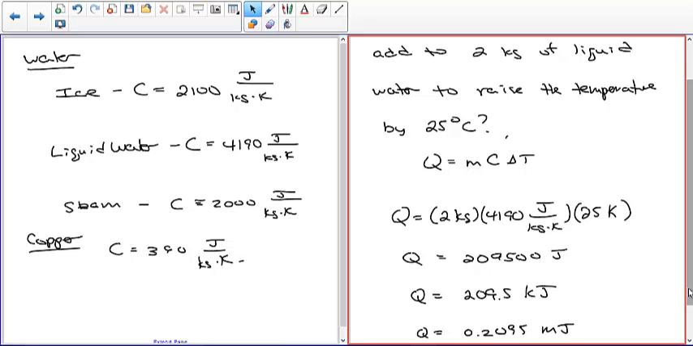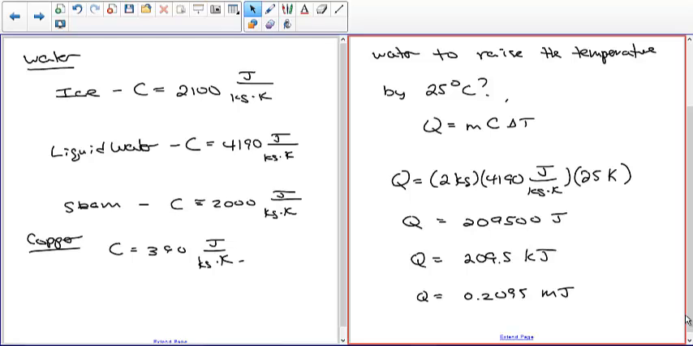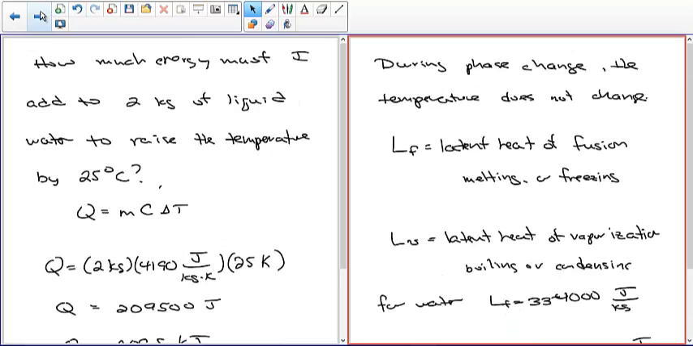So we do tend to use these kilo, mega, because 2 kilograms is about 4 pounds. So it's not a huge amount of water. 25 degrees C is not a huge temperature difference. So in terms of joules, you can get some pretty big numbers when it comes to calculating the amount of energy. To get from here to here, you divide by 1,000, and from here to here, you divide by 1,000 again. So that's pretty easy. Okay.